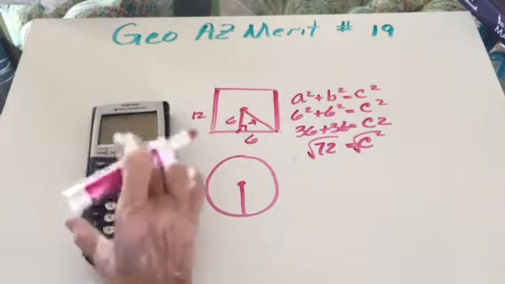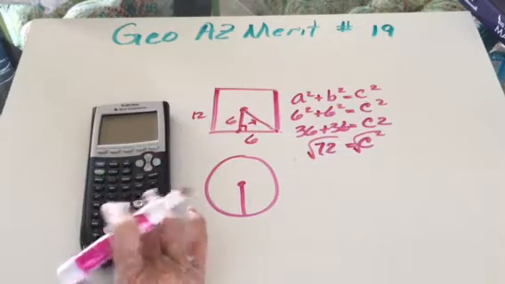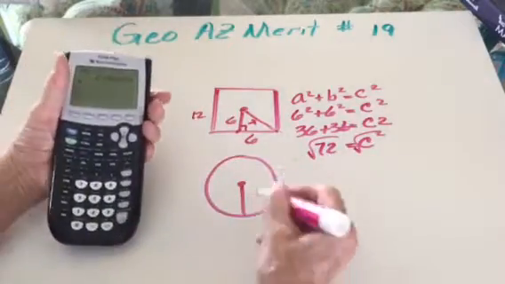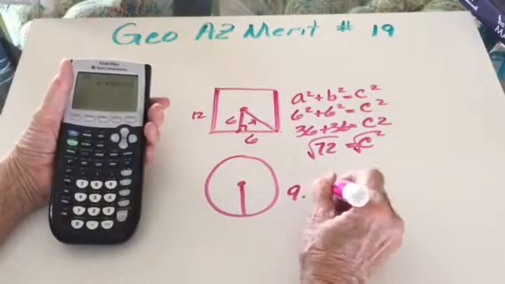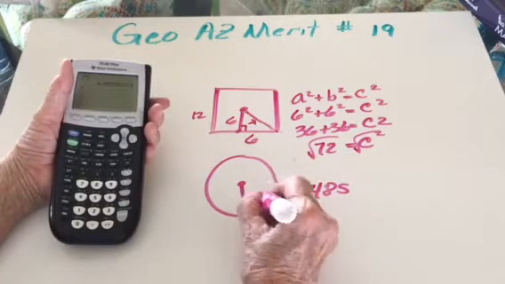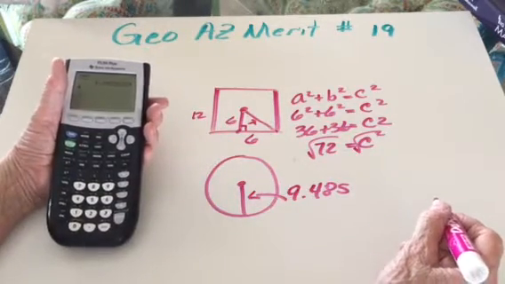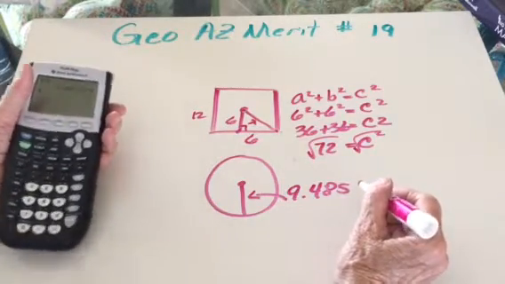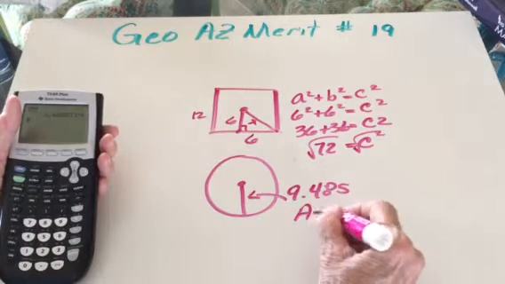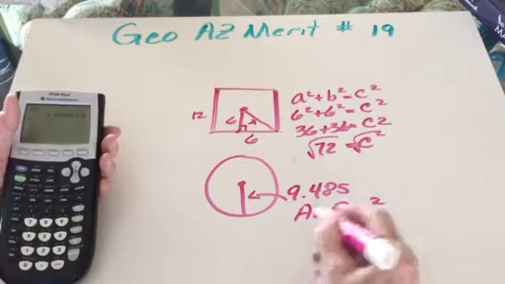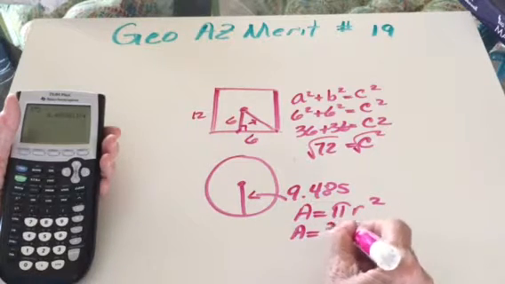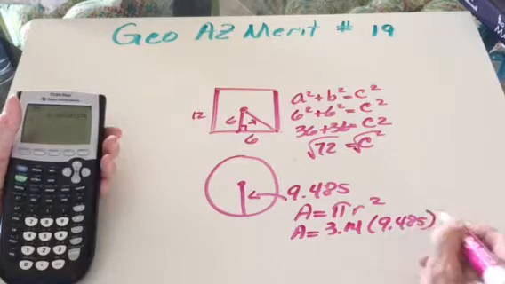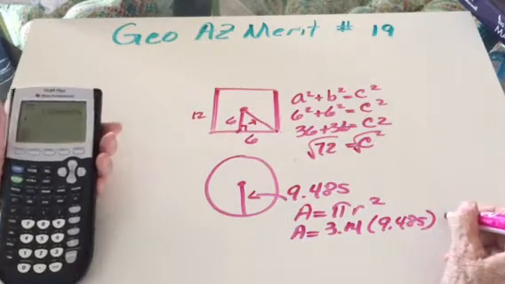So I'm going to go second radical 72 equals 9.485. 0.485 is the radius. All right, let's see now what that will be after we do the circle. So area equals pi r squared. So area equals 3.14 times 9.485 times 9.485.